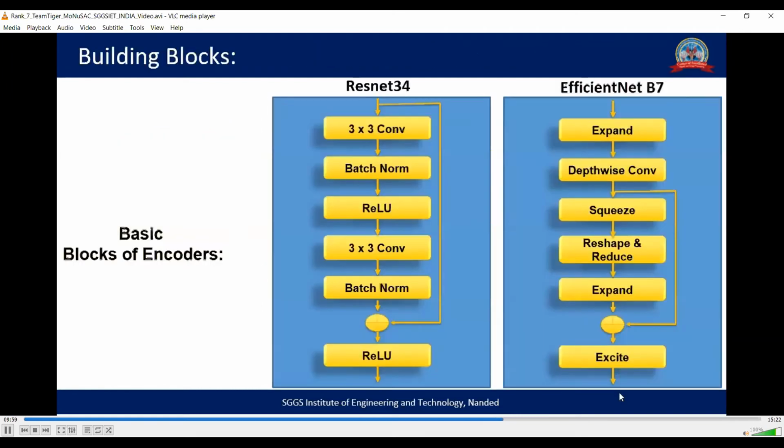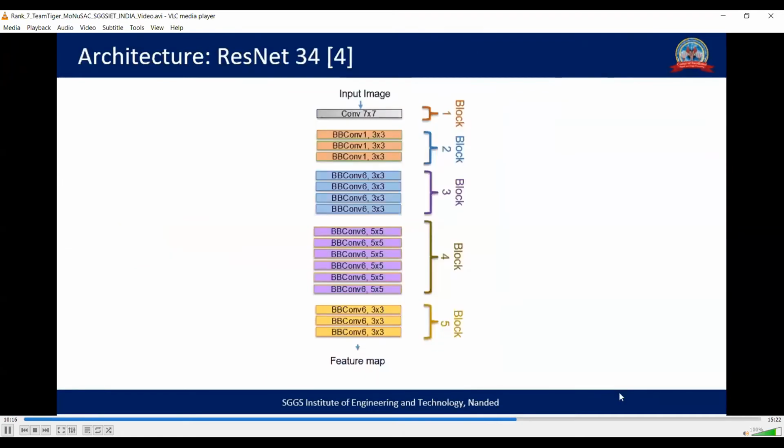In the proposed work, we use two classification models as encoders, that are ResNet34 and EfficientNet B7. The basic building blocks of these encoders are shown here. Here is the architecture of ResNet34, which is formed by using the building blocks as shown before. The different colors in the architecture represent the change in dimension of the image. Thus, we obtain 5 different blocks.